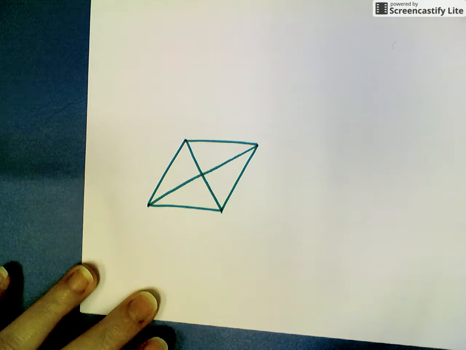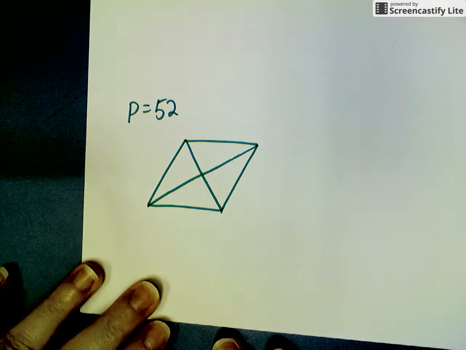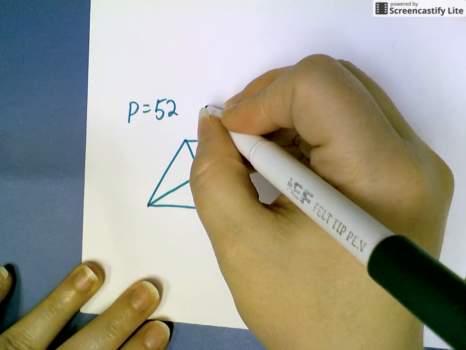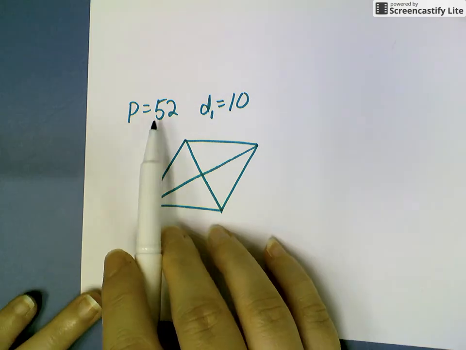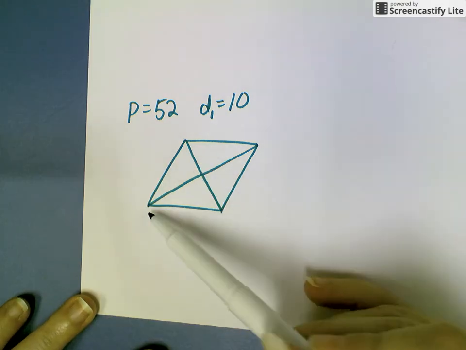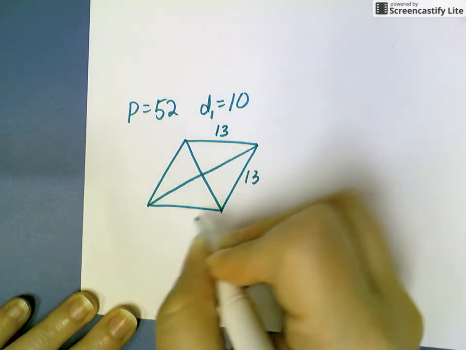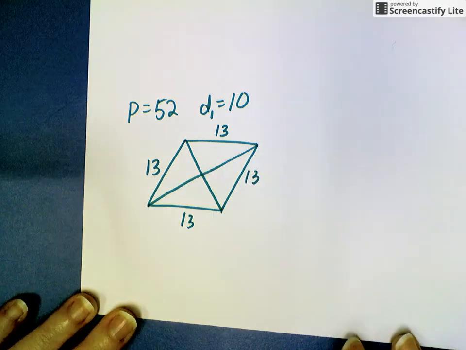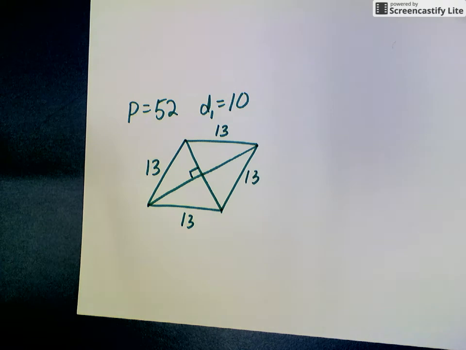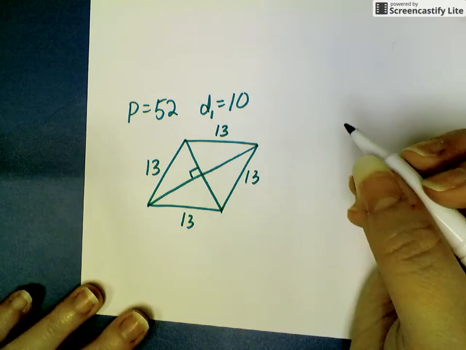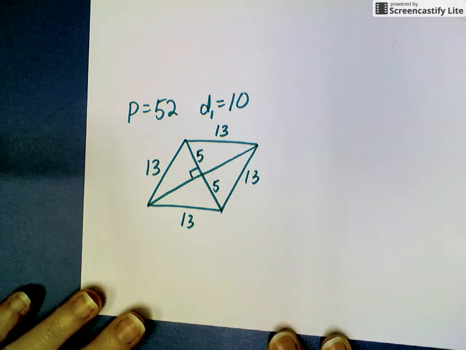Another example that's a little bit harder, maybe you're told that the perimeter of a rhombus is 52 and diagonal 1 is 10. Well, knowing that the perimeter is 52, we can divide that evenly by 4 sides, and that's going to give me 13 for each side of this rhombus. And then one of my diagonals is 10. So the diagonals of a rhombus are bisected. That makes each piece there 5.